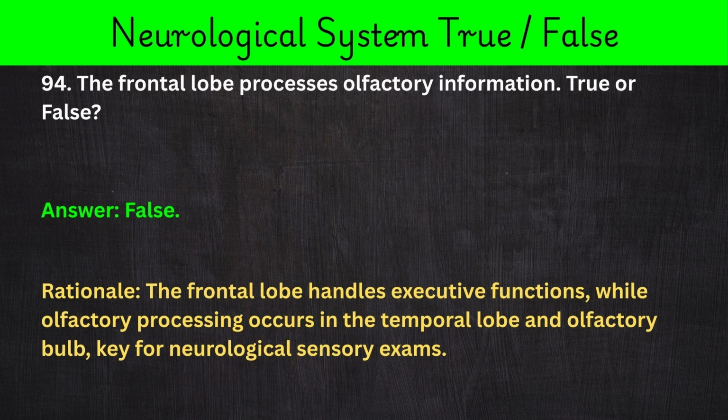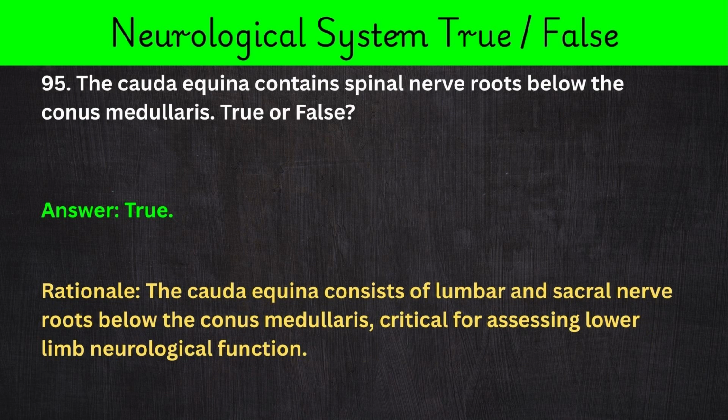Rationale: the frontal lobe handles executive functions, while olfactory processing occurs in the temporal lobe and olfactory bulb, key for neurological sensory exams. 95. The cauda equina contains spinal nerve roots below the conus medullaris. True or false? Answer: true.